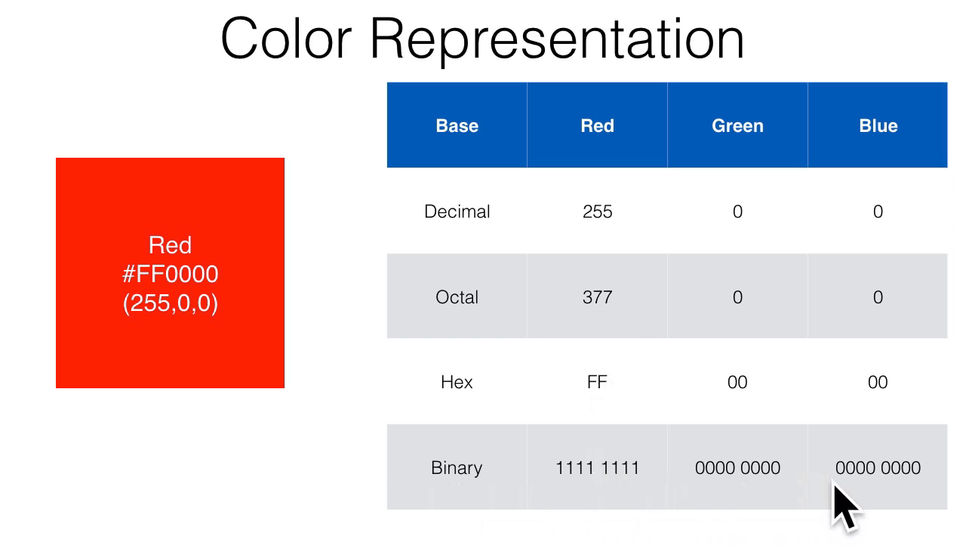Your computer works down here in the ones and zeros. Each of these are a representation of that, and they're all equal to one another. You can use FF in place of this binary. You can use the 255 in place of the FF.